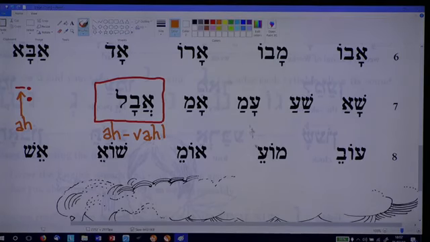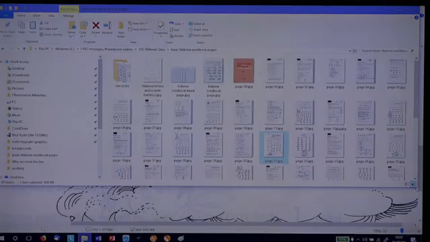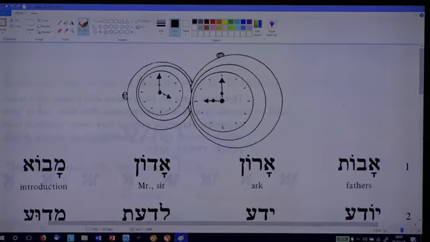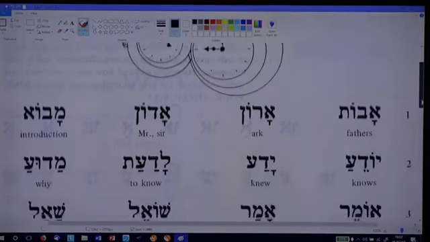All righty? Okay, we did that. Let's go to page 22 where we got some actual words. The entire page of page 22 is words. Isn't that nice?